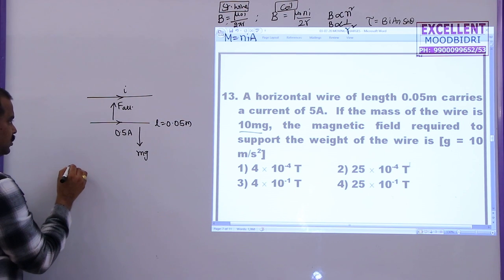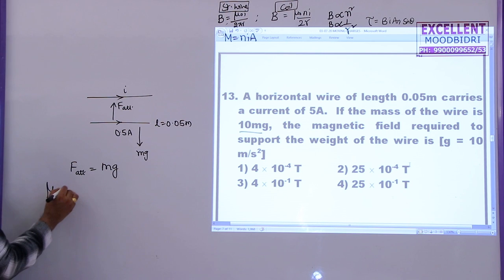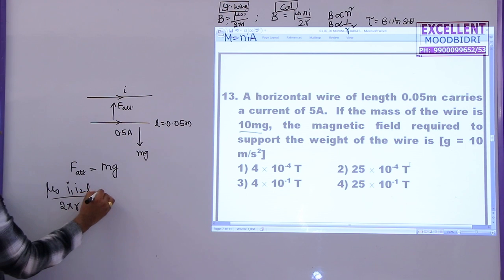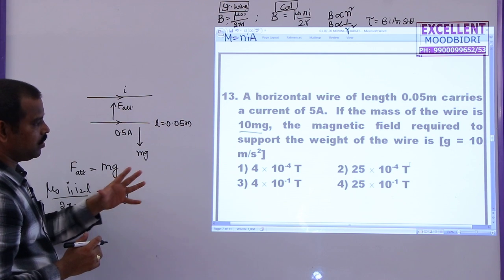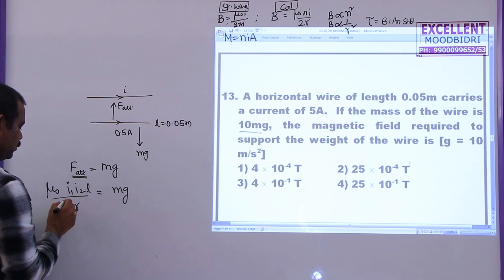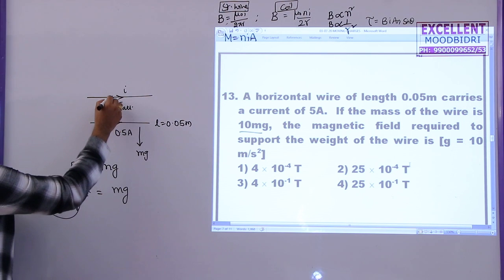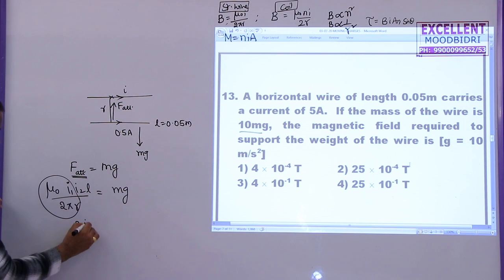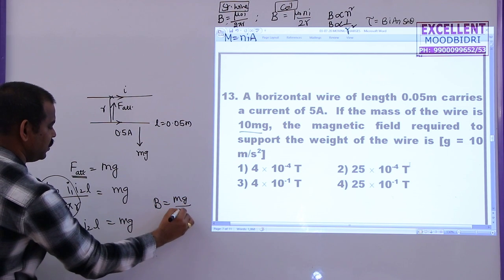So now, what is the attractive force? The attractive force must be equal to the weight of this body. The attractive force is given by mu naught I1 I2 by 2 pi r, that is for L length, is equal to mg. In this we need to find out the strength of the magnetic field. So if F attractive is given, this can also be written as B I L, where B is the magnetic field due to the first wire at this point at a distance r. So B I L is equal to mg. So B can be written as mg by I L.